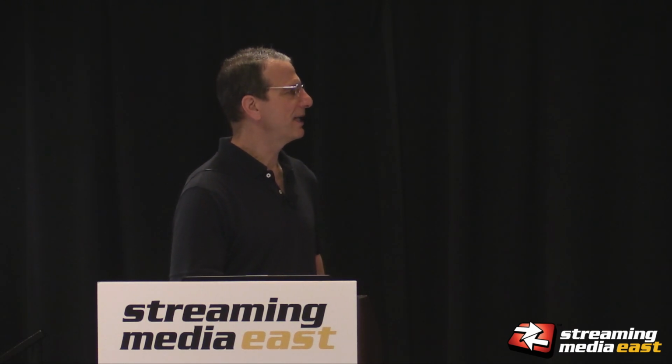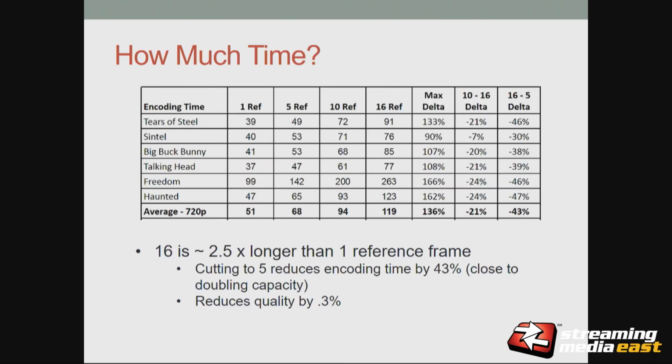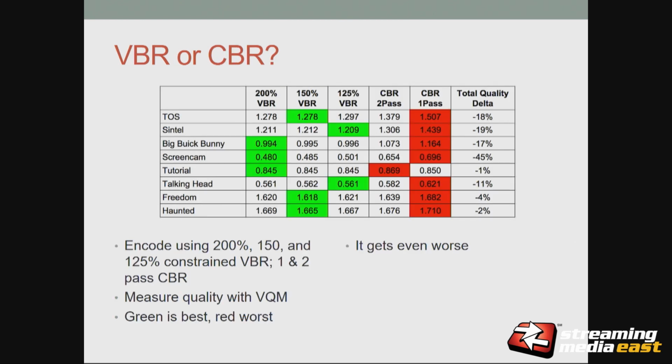So I pretty much recommend 5. Again, 16 will give you better quality, but the quality difference isn't that great, and the time encoding is probably not worth it. VBR versus CBR.